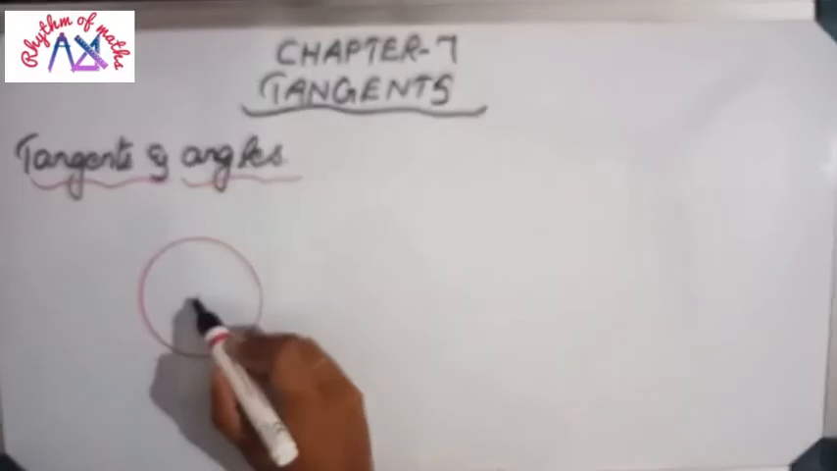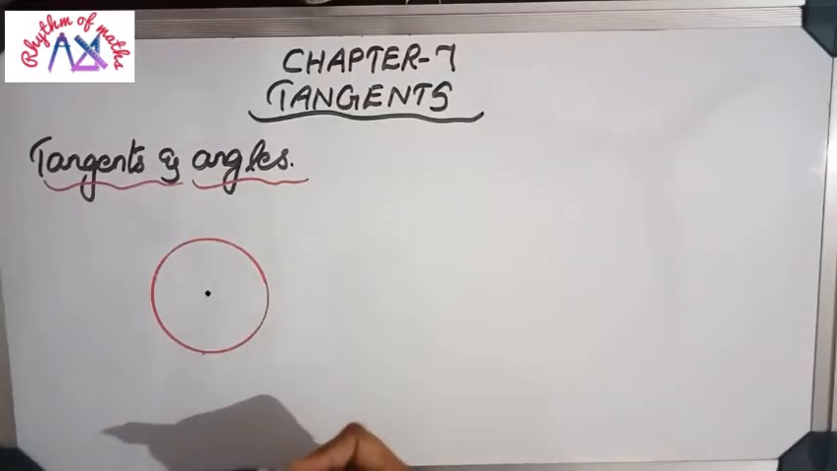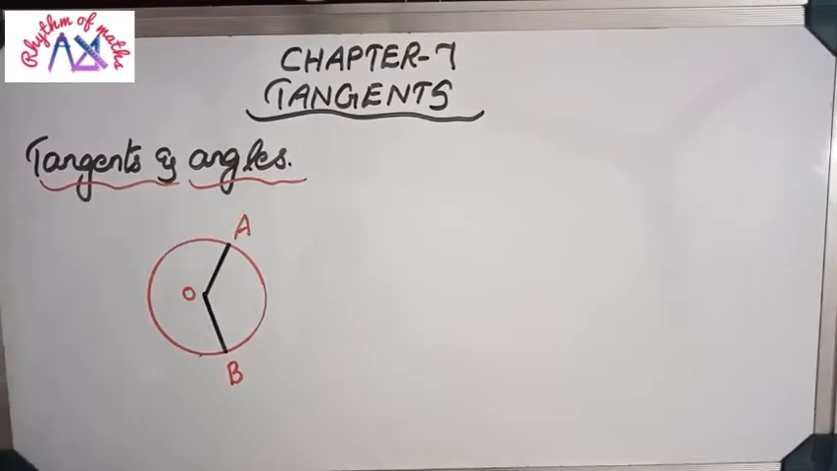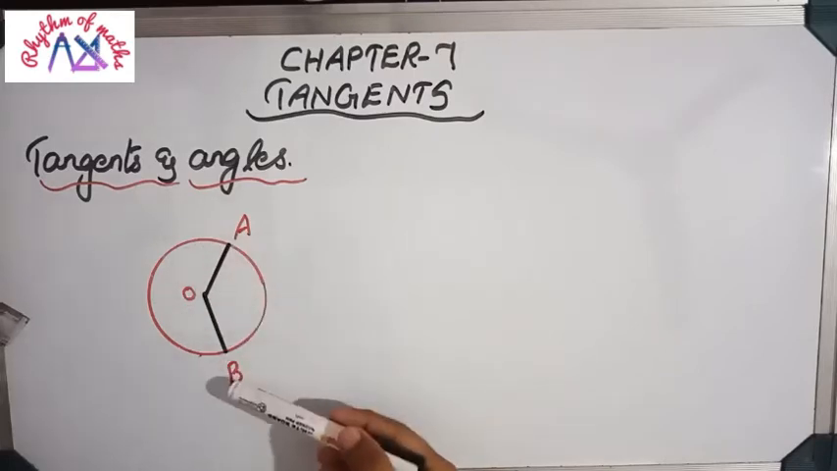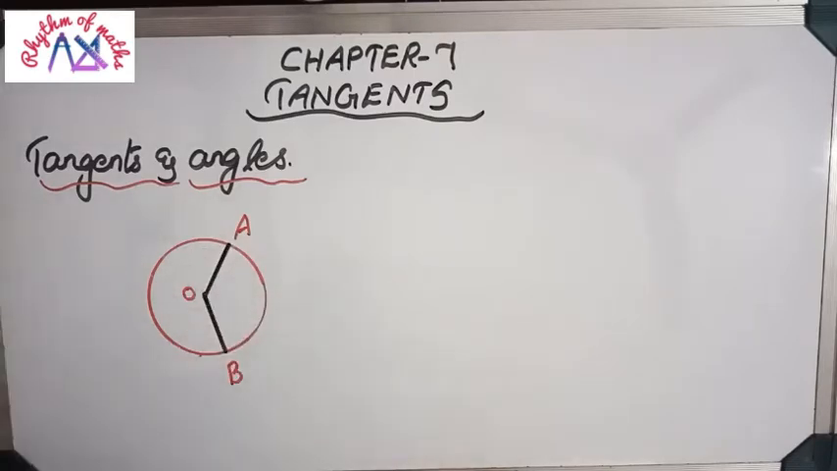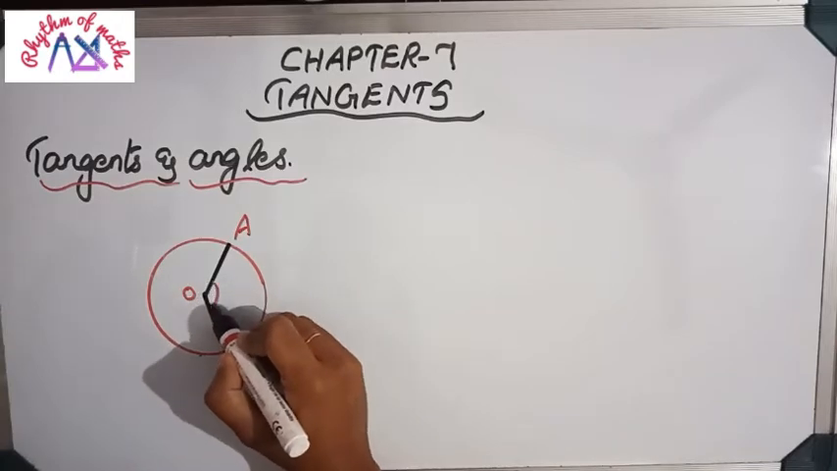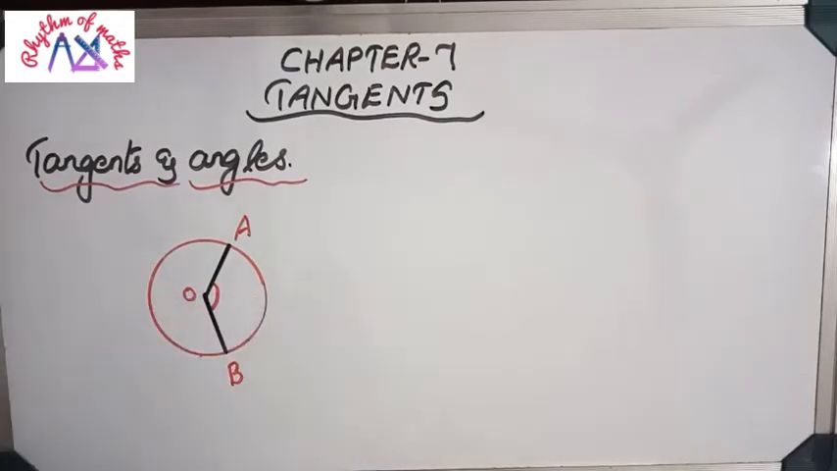Okay, so this is the center point. Now let's draw two radius. Here AO and BO are the radius. Okay, through the point A and through the point B. These two are the radius. And here angle between these two radius. Angle between these two radius means this one.